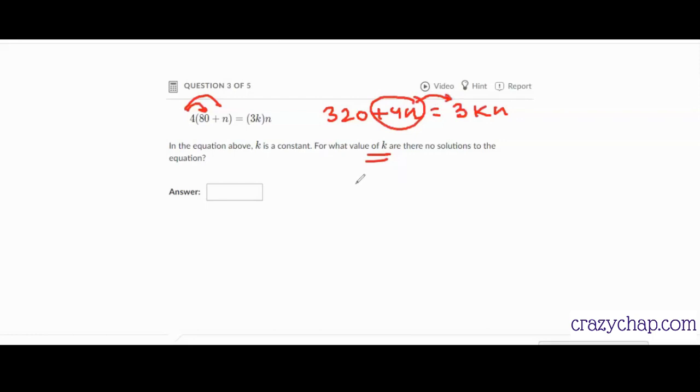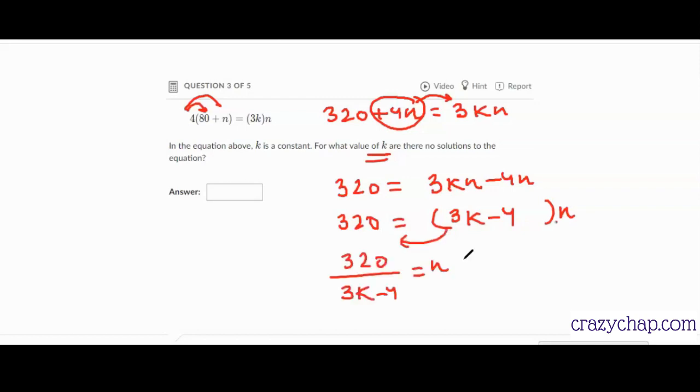So we are left with 320 is equal to 3kn minus 4n. And then we'll take n common because we have to solve for n. So we get (3k minus 4) n equal to 320. And this 3k minus 4 right now is in multiplication with n. It will come this side in division. So we get 320 divided by 3k minus 4 is equal to n.